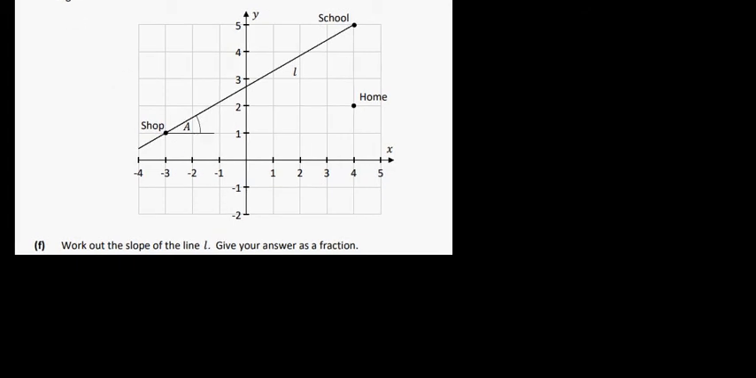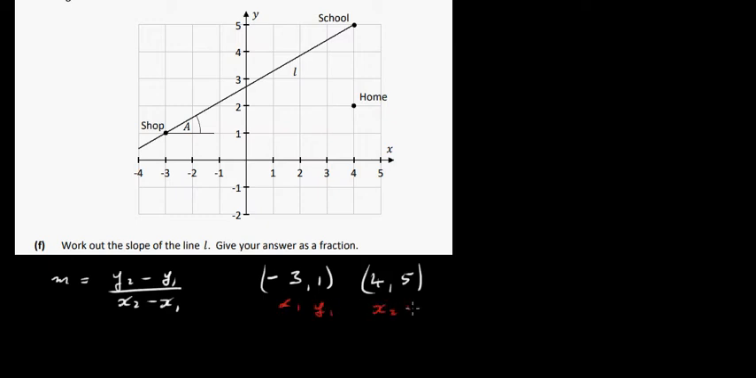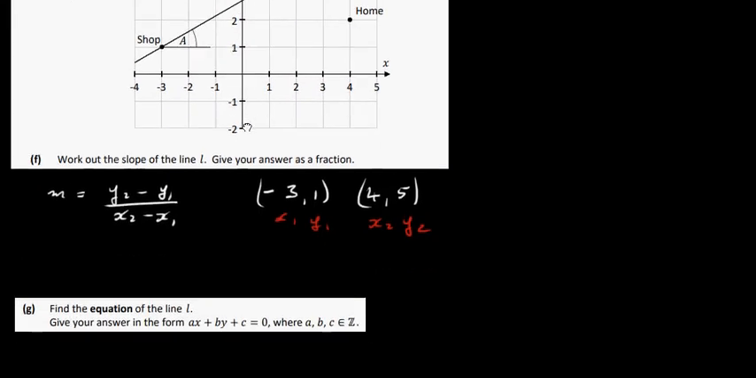Now, there's a couple of ways of doing this, but let's do it by using the formula for slope. The formula for slope is y2 minus y1 over x2 minus x1. Let's take the shop at coordinates minus 3, 1, and the school at coordinates 4, 5. I'm just going to call these x1, y1, x2, y2. So let's just work out the slope here.